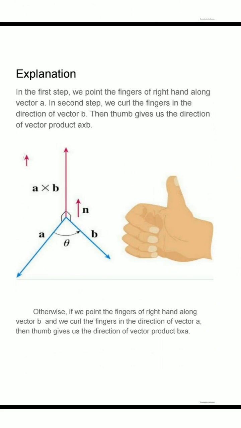In the first step, we point the fingers of the right hand along vector a. In the second step, we curl the fingers in the direction of vector b. Then the thumb gives us the direction of the vector product a cross b.